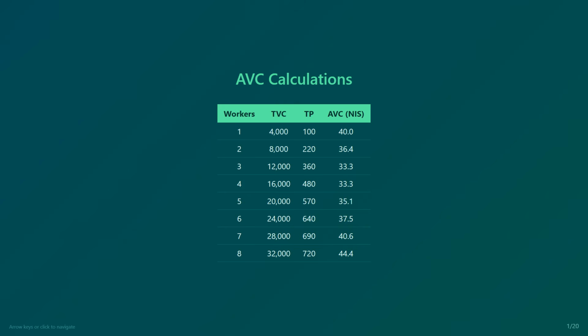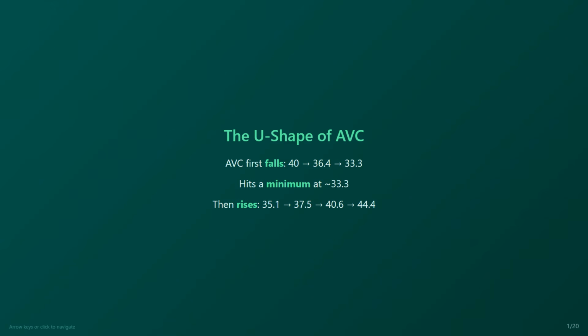Worker 5, AVC equals 20,000/570, which is 35.1. Worker 6, AVC equals 24,000/640, which is 37.5. Worker 7, AVC equals 28,000/690, which is 40.6. Worker 8, AVC equals 32,000/720, which is 44.4.